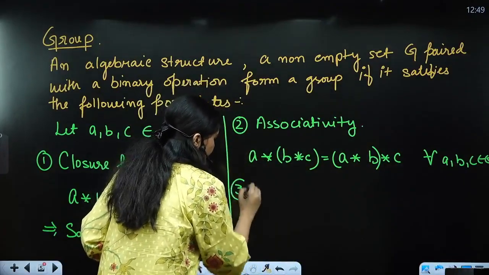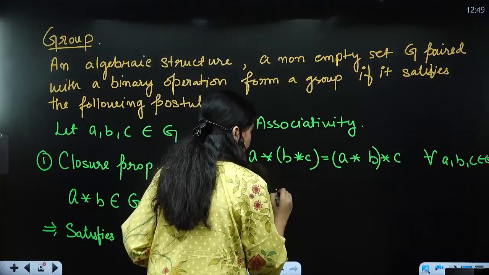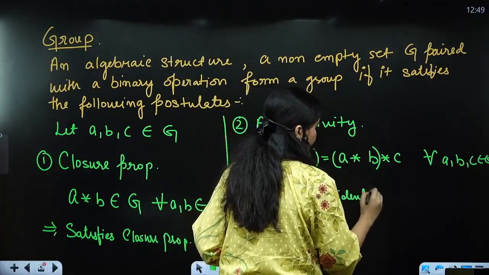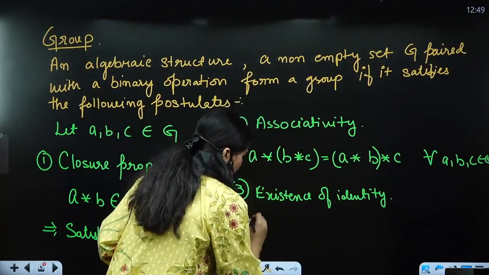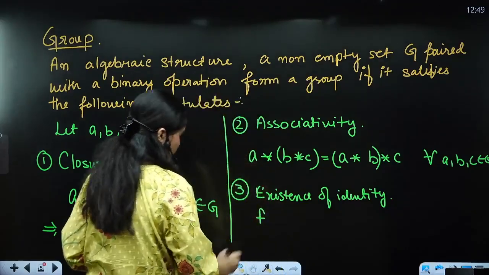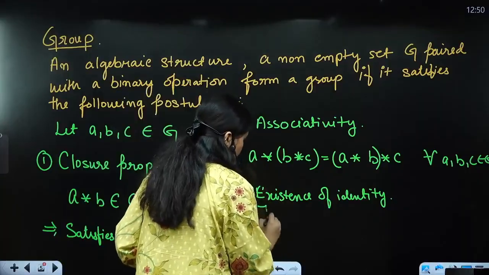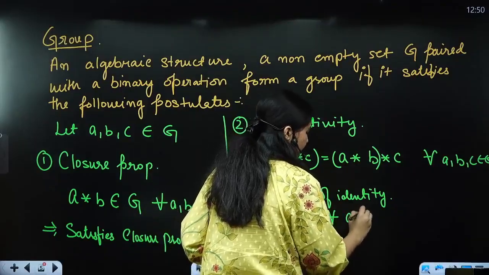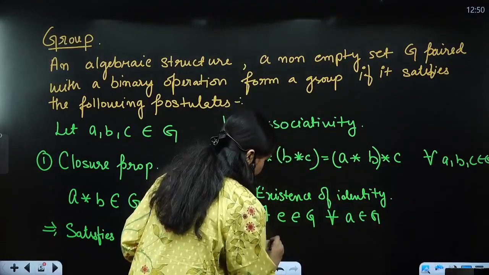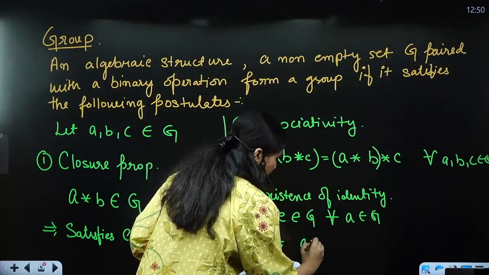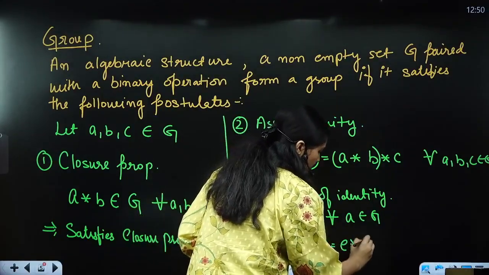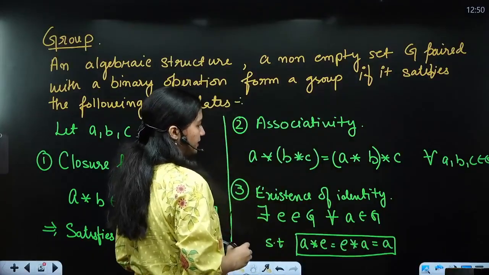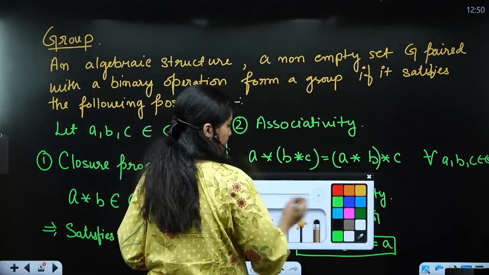Now third, we have existence of identity. There exists E belongs to G such that for all A belongs to G, A operation E equals E operation A equals A, and this E is known as your identity element. Clear?